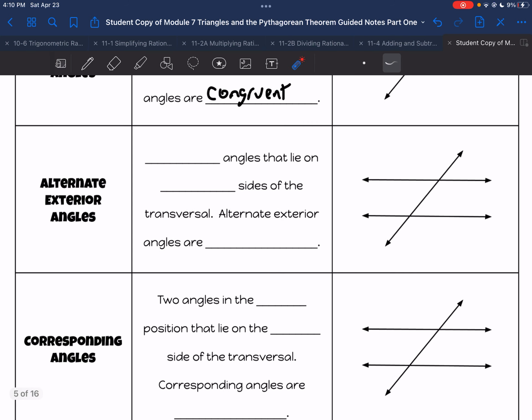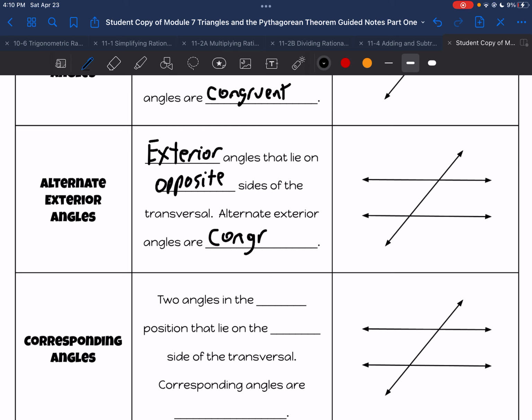Okay, next up, alternate exterior angles. These are going to be exterior, as the name indicates. Angles that lie on opposite sides of the transversal. Alternate exterior angles are congruent. So we have X and X. We have Y and Y.